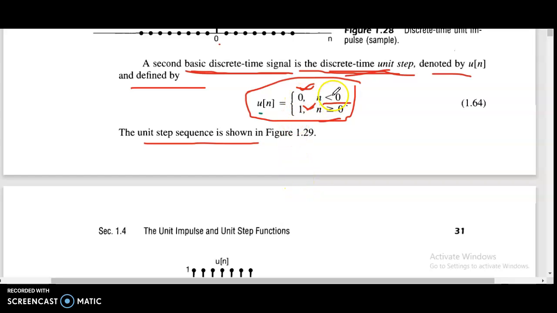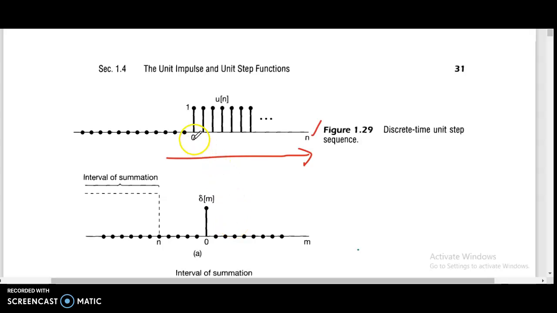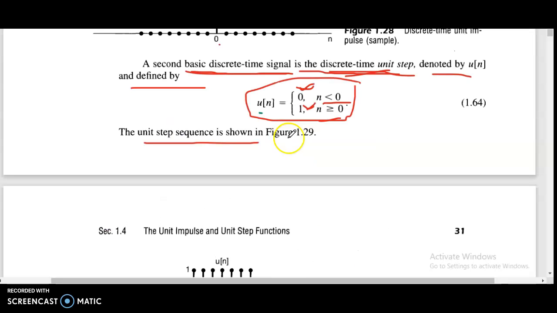Here when will it be 0? When n is less than 0, so your total n is less than 0. It means in this area all the values are 0 only. This is the result: u of n equal to 0 when n is less than 0.